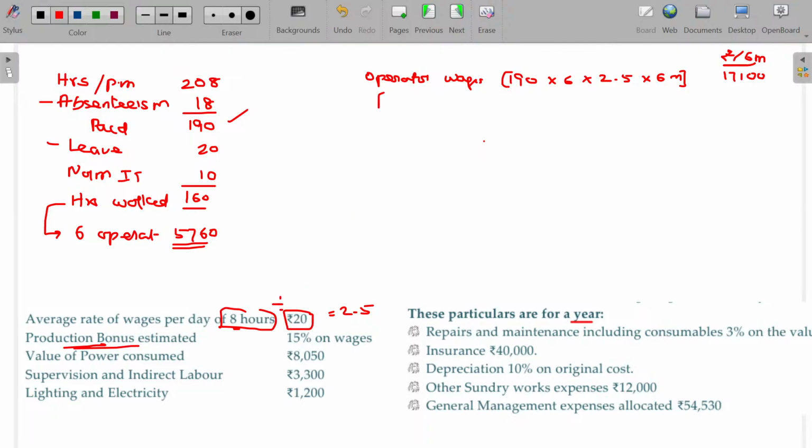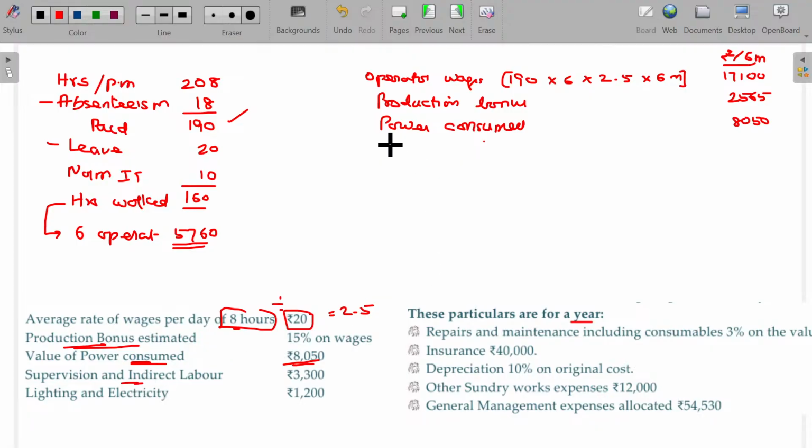Production bonus estimated. So you have to add the production bonus with this. Production bonus 15% on this wages: 2565. Value of power consumed 8050. This is a machine cost. Anyhow, I post directly here. Power consumed 8050.